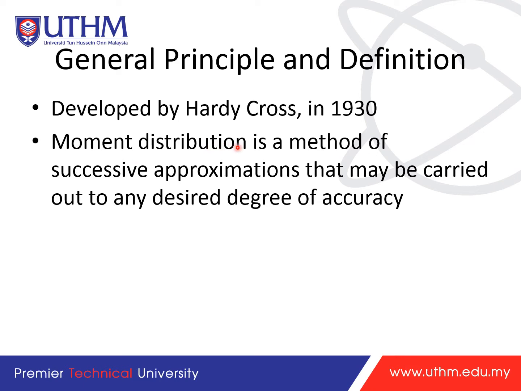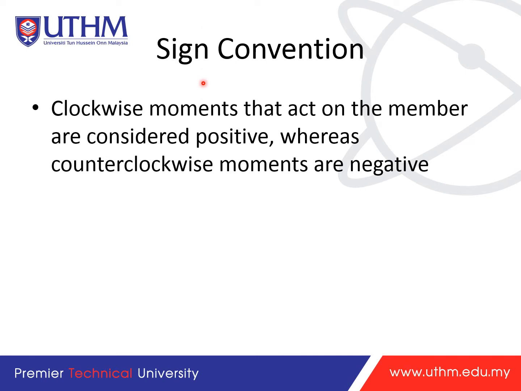The moment distribution is a method of successive approximations that may be carried out to any desired degree of accuracy. The sign convention is that clockwise moments that act on the members are considered positive, and counterclockwise moments are negative. So if it is clockwise, it is positive. If it is counterclockwise, then it is negative.